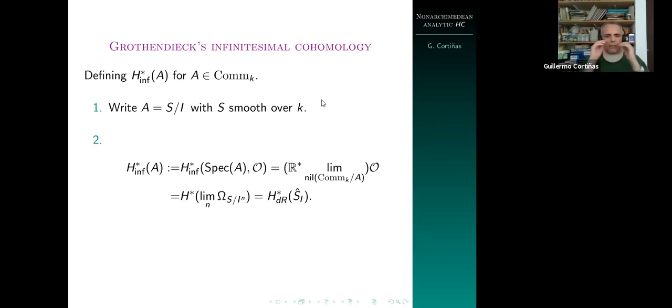Yeah, but this is not exactly how Grothendieck defined his homology. It is equivalent to this, but he defined it in terms of Grothendieck's topologies. So he put a topology associated to a scheme, an infinitesimal site, and this is defined as the homology of a certain sheaf on the infinitesimal site. This is what the H-inf of spec A with coefficients in O is.